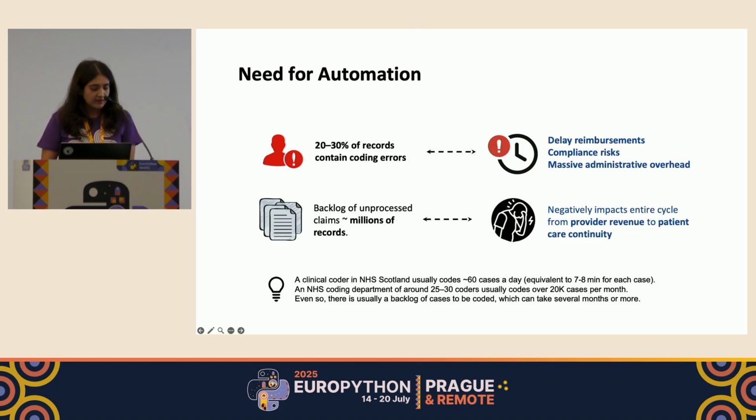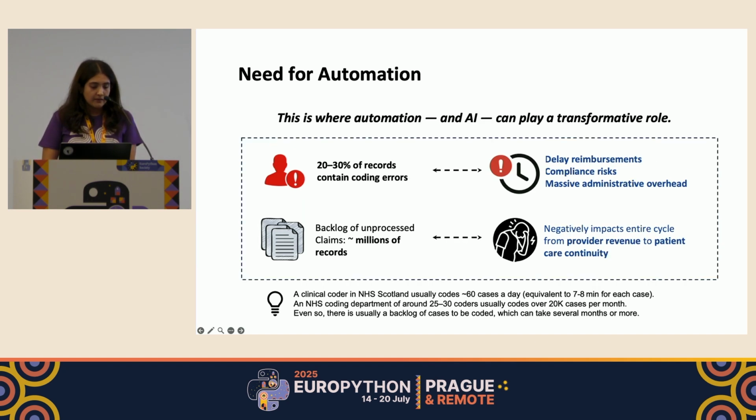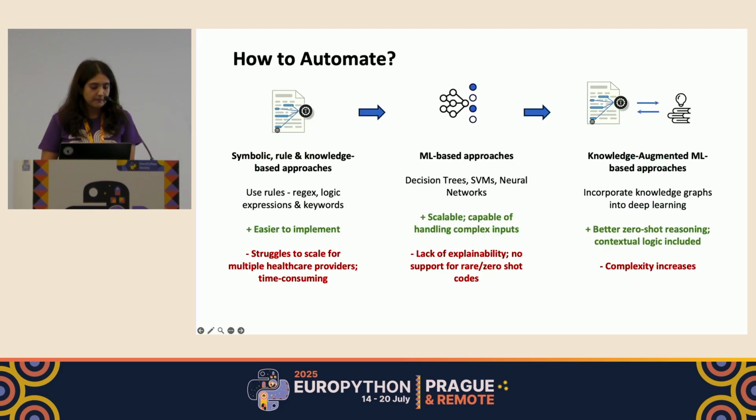Also, just a stat here: a clinical coder in the NHS usually codes 60 cases per day, so it's almost 20,000 cases per month. But still, there is a lot of backlog to be coded, which can take up to months and often years, which is really huge. There is a definite need for automation here. So this is where AI can definitely play a transformative role, and this is what I want to talk about today.